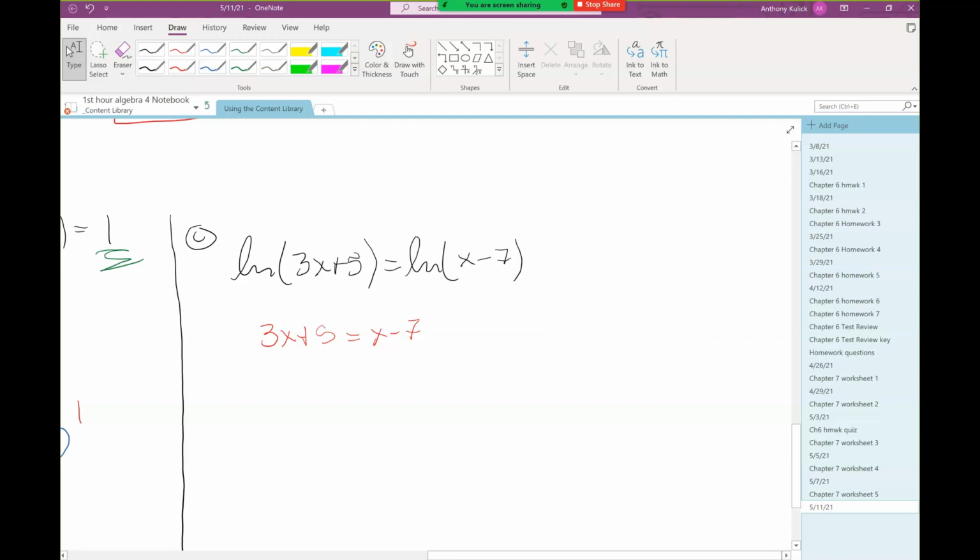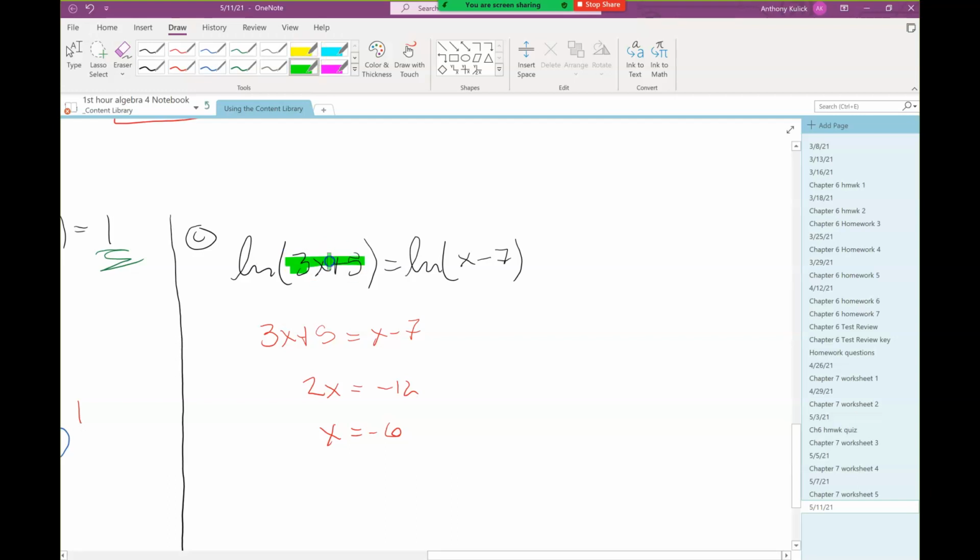All right. So from here, it's very easy, right? I can subtract the x over to make 2x and subtract the 5 to make negative 12. And then I divide both sides by 2 to get negative 6. But we're not done. What do we still have to do? Check.